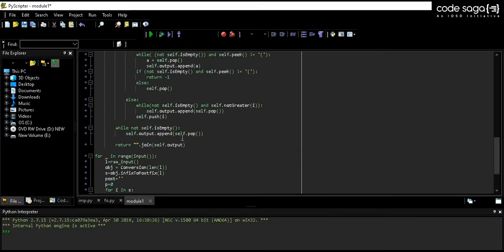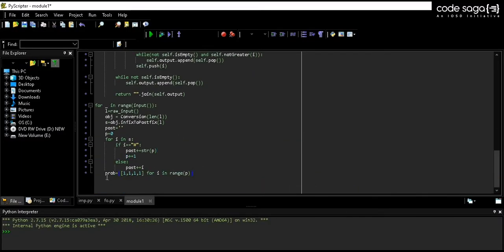Now I'll make this probability list which contains 1 for i in range P, that is the number of hashes I find. P here is the number of hashes as I am incrementing wherever I find a hash. So the probability initially of every one of them is 1. So we'll have 1 in the numerator at all times.